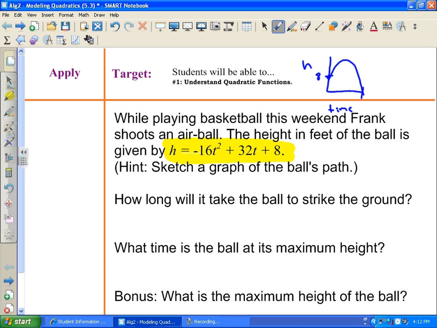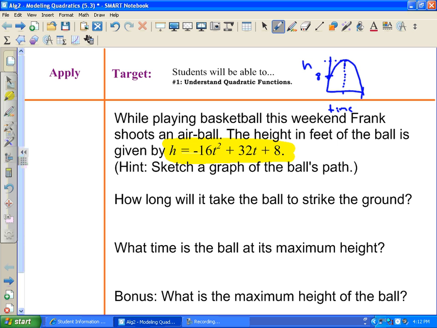I do know some things about parabolas, though. And a reminder of our maximum height: remember, this parabola goes down, so our maximum height will be at the vertex. That'll come into play a little later in this problem. But the first part I want to look at is how long it will take for the ball to hit the ground when I shoot this air ball. That's really the question right now.